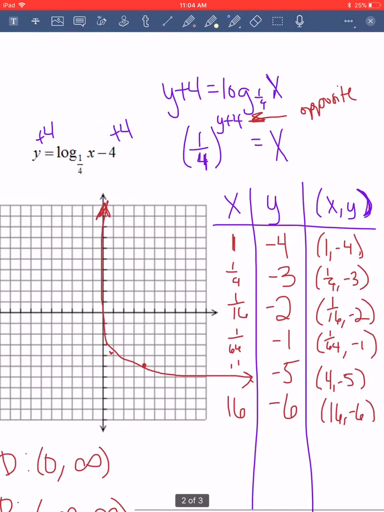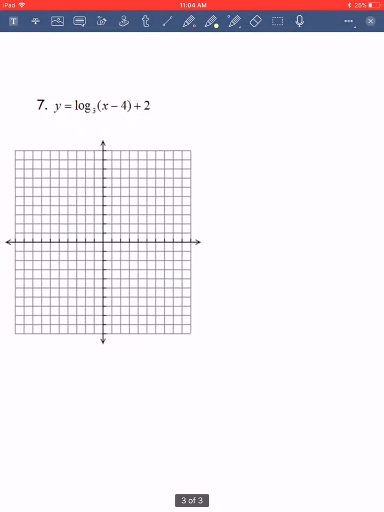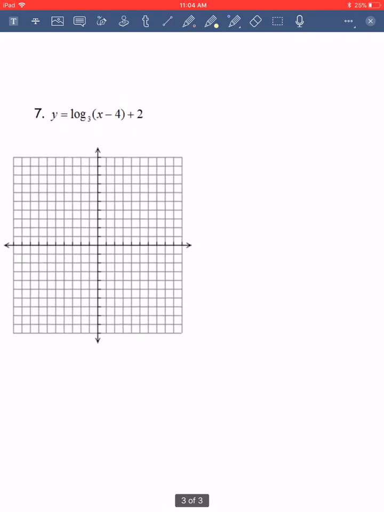Okay, and one more example. I'm going to be graphing y equals log base 3 of x minus 4 plus 2. So this is putting everything together. Now first we need to get our logarithm alone. So I'm going to subtract 2. So I have y minus 2 equals log base 3 of x minus 4.